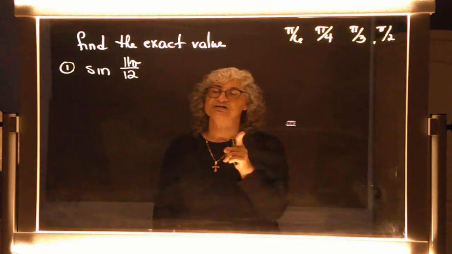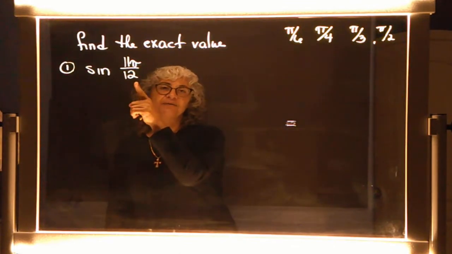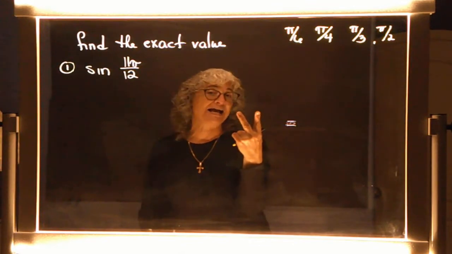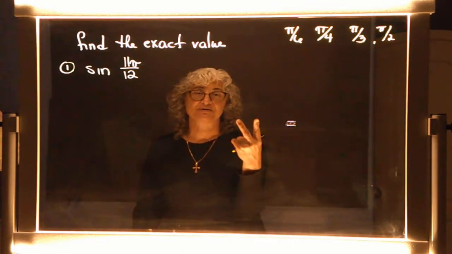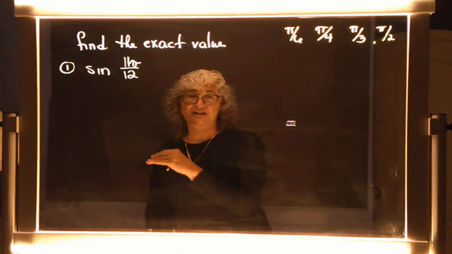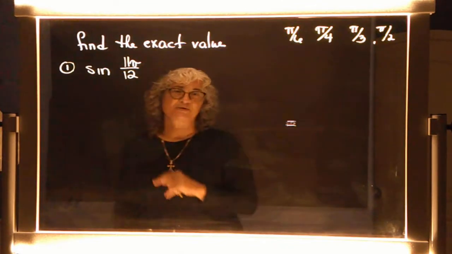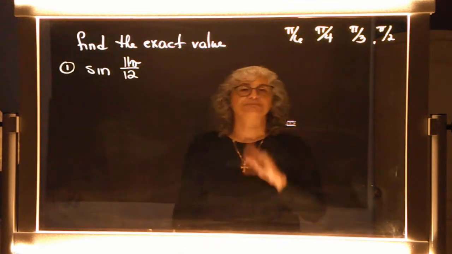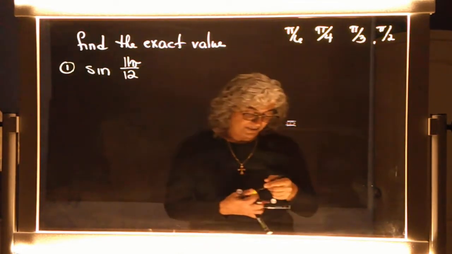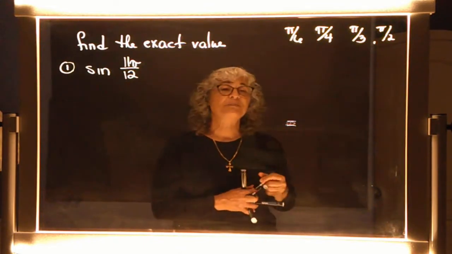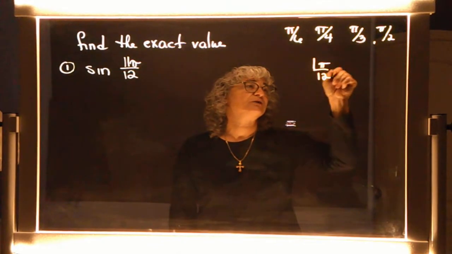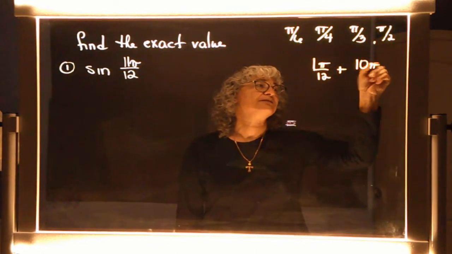If I could rewrite 11 pi over 12 into 2 different angle measurements, added or subtracted together, couldn't I use one of the sum and difference formulas for sine? Then that's what I'm going to do. And you're like, well, how do you do that? Here's my method. This is where my brain thinks. My brain's like, fine, 11 pi over 12. I know that's 1 pi over 12 plus 10 pi over 12, right?